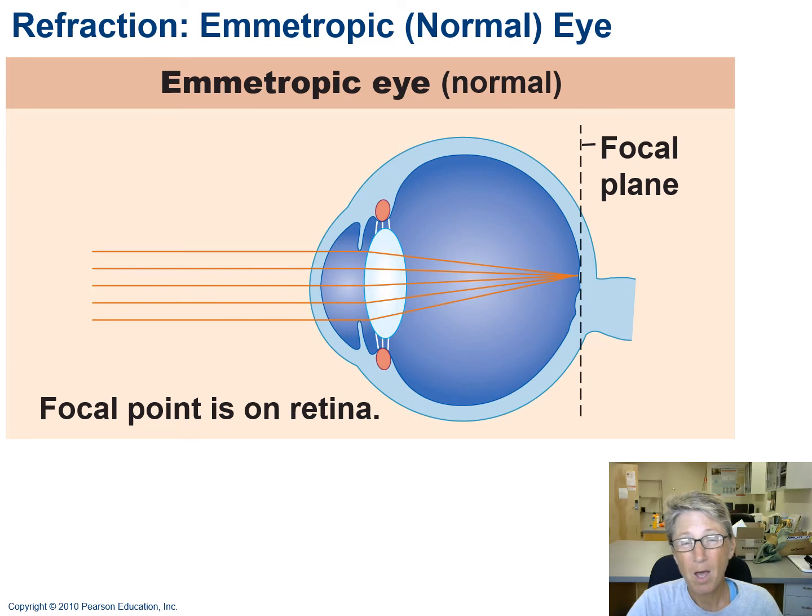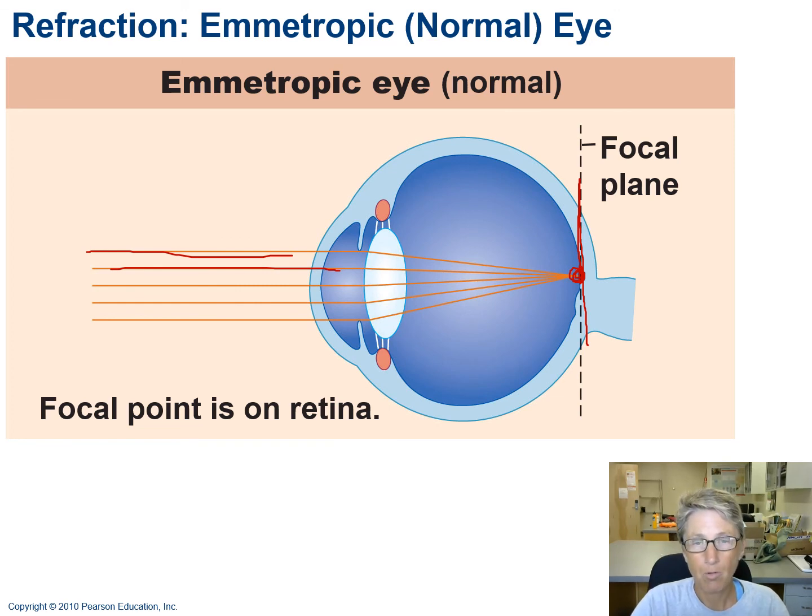An emmetropic eye is a normal eye. That means if the rays of light are coming in, they go through all the parts of the eye they have to go through, and then they focus on this thing called a focal plane, which is at the back of the eyeball. That's good focus.